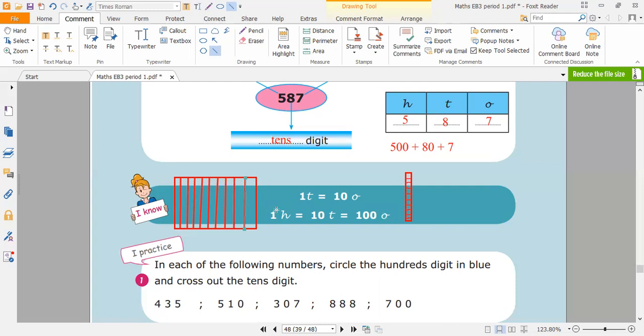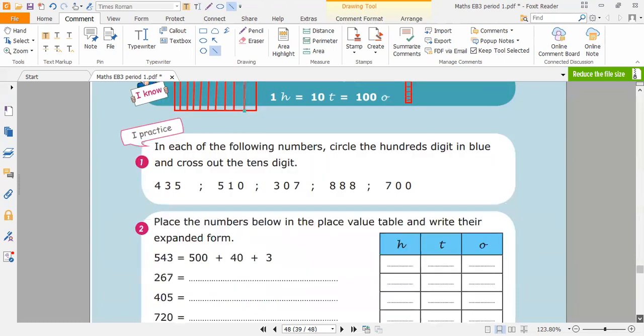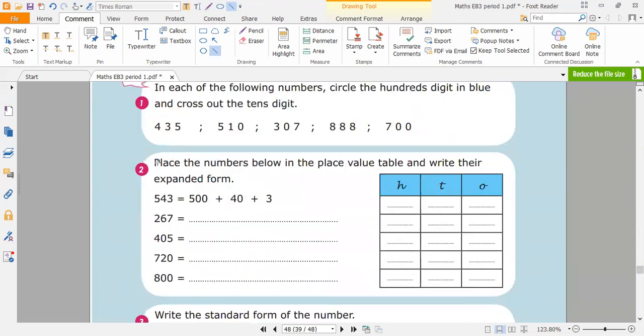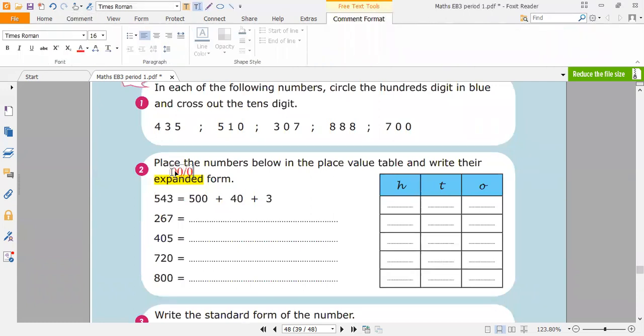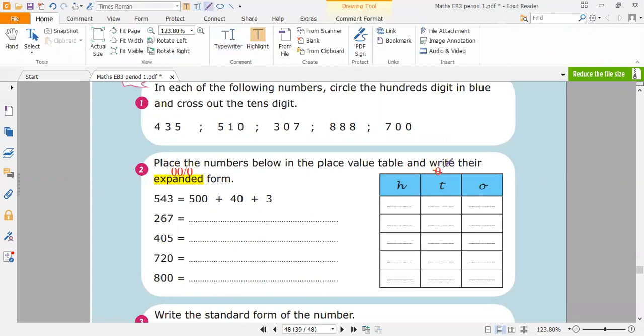Okay, let's go to exercise number 2, page 48. Place the numbers below in the place value table as HTO and write the expanded form. Remember, the expanded form I write with zeros. 100 has 2 zeros, the tens has 1 zero, and the ones doesn't have any zero. And in the HTO table, I don't write zero. And when I want the expanded form, I write the zeros.